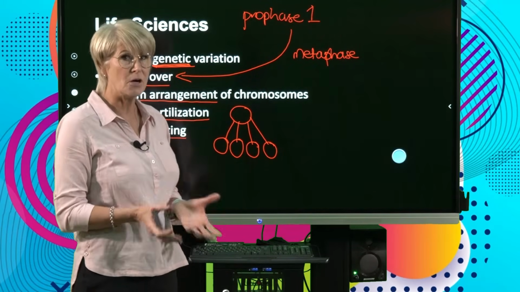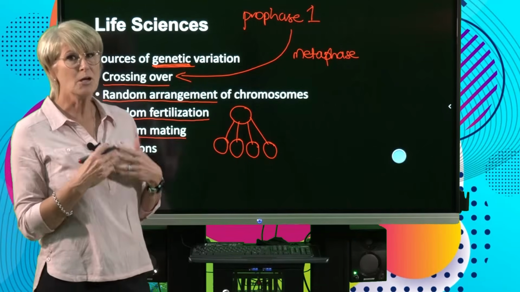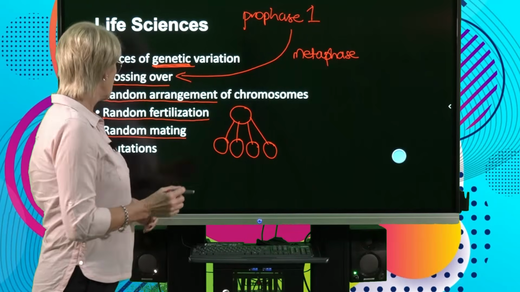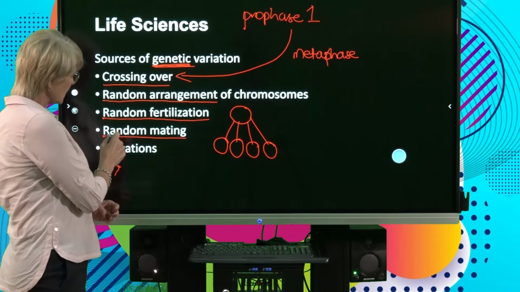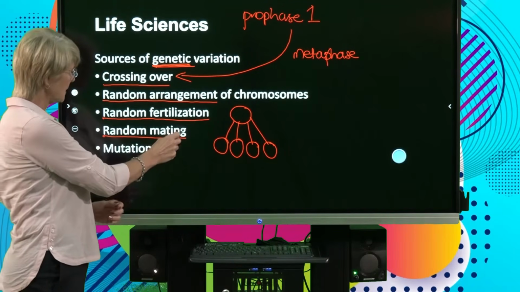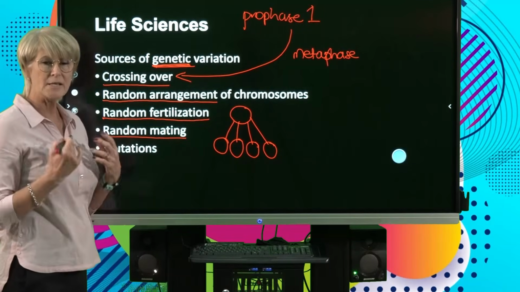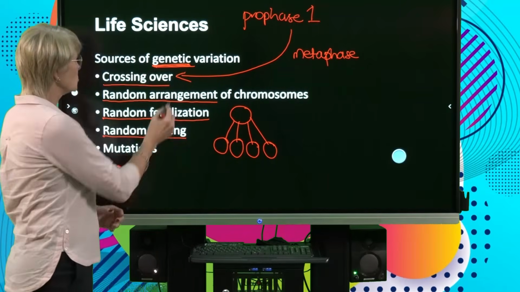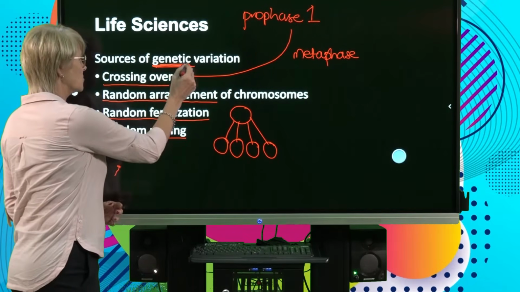Most organisms don't. And even if we have a look in the plant world, mating is random. So there isn't always the same mate. The mating partner is not always the same. And this then, because it's random, also introduces genetic variation.